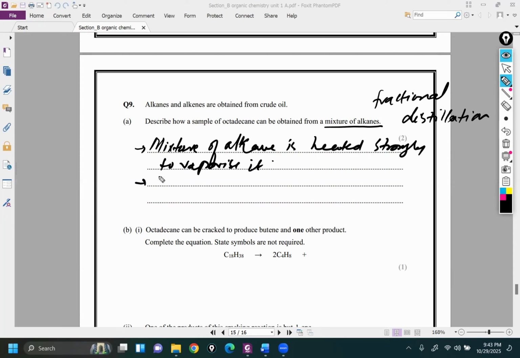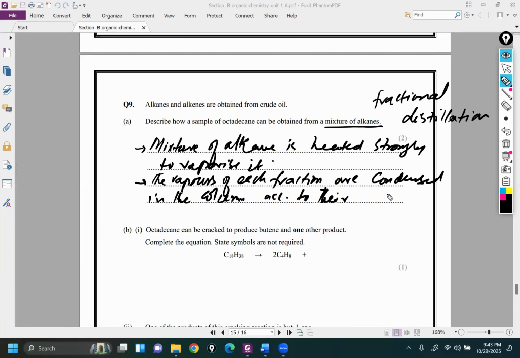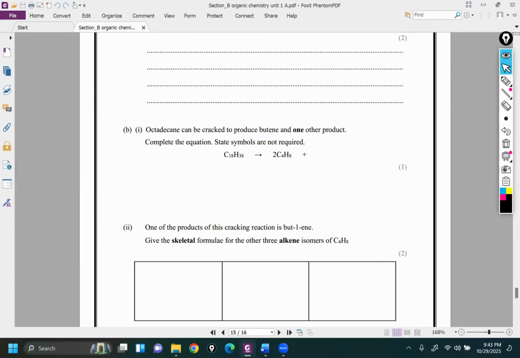And then the vapors of each fraction are condensed in the fractionating column according to their own boiling points. You know that the fraction which has the lowest boiling point will reach the top of the column, while the fraction having the higher boiling point will stay near the bottom. So, 2 marks, so briefly you can write that.